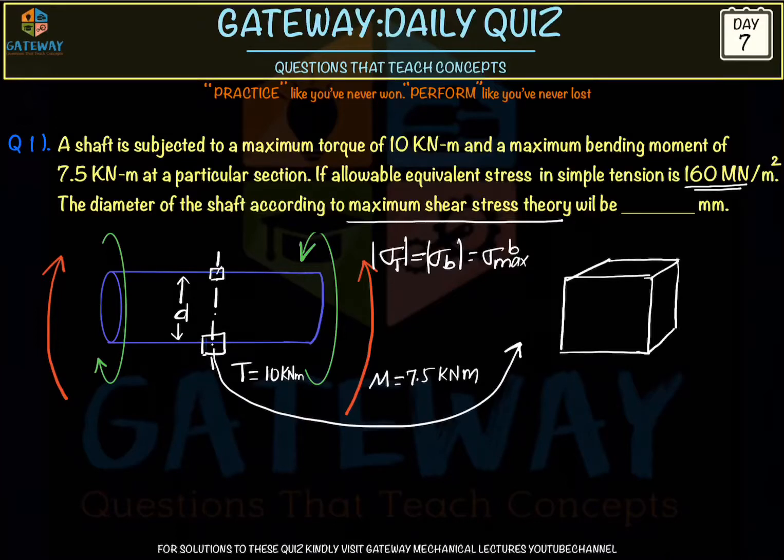How will the stresses act on the lower element? First of all, due to the sagging bending moment, the lower element, that is the lower fibers, will be under tension. Then how do we represent them on this cuboid? These are the tension stresses, with value sigma b max. So sigma b max is acting on the cube as tensile stress.